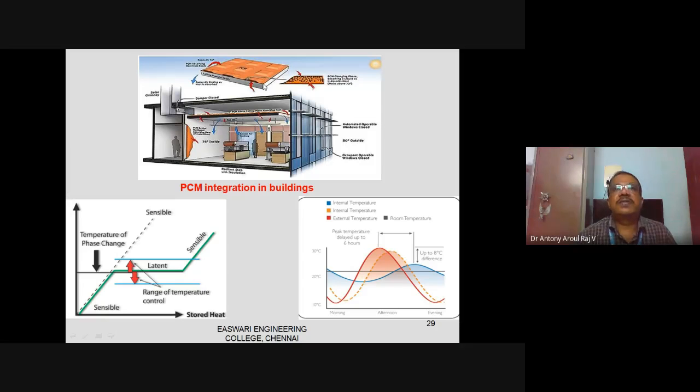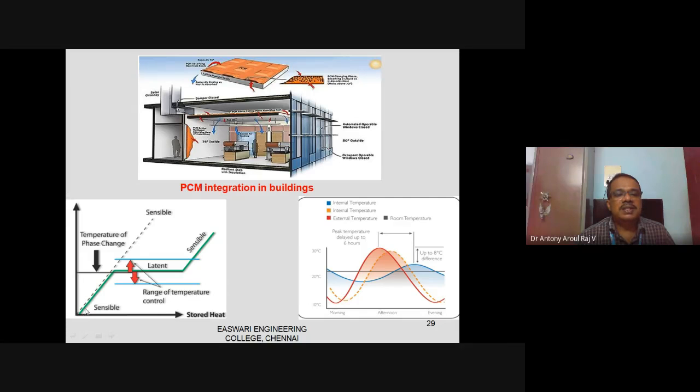Nowadays, phase change materials are applied in buildings for this purpose. They are applied in cold climate for increasing the heat capacity of the building, so that the heat will not be entering into the building in the conduction form. Now you can see this is how the PCM slabs will be given in the body of the building.